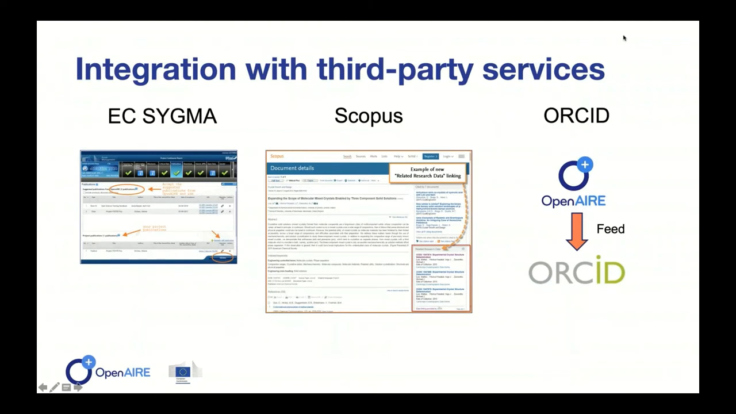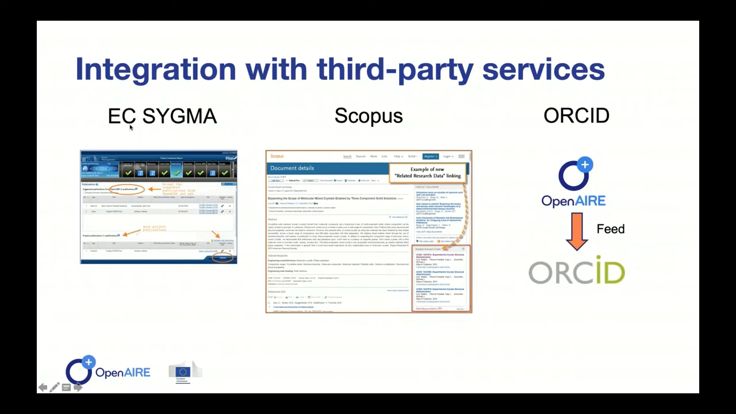And this is where I want to show you the integration with third-party services. EC Sigma, the participant portal from the Commission, will show all the data sets potentially related to the project to the project coordinator, or to the person on behalf of whom the coordinator is reporting the research outcomes. So you will be provided with a list of data sets related to the project and be able to select them.